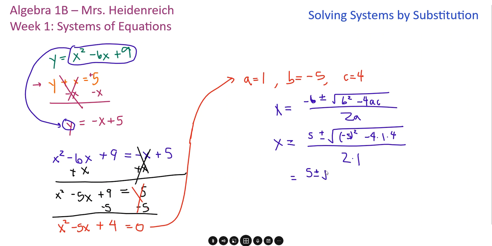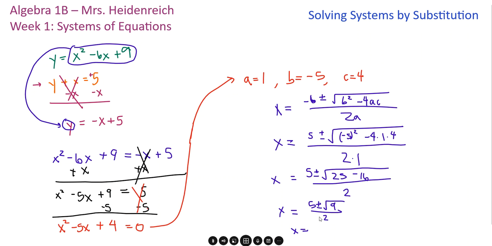5 plus or minus, I've got to do all this stuff on the inside. Negative 5 squared, negative 5 times negative 5, positive 25, minus 4 times 1 times 4. Well, 4 times 4 is 16, so 25 minus 16, all over 2 times 1, which is 2. Again, I'm still solving for x, so 5 plus or minus the square root of 25 minus 16. Well, that's going to be 9 over 2.